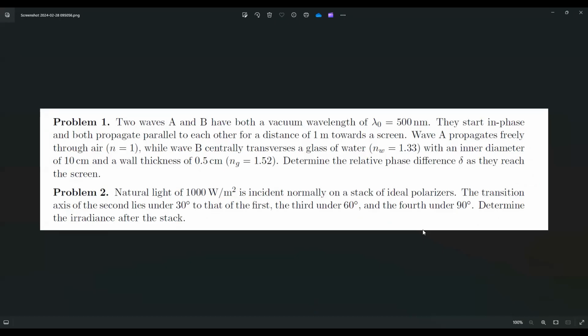Problem 1. Two waves A and B have both a vacuum wavelength of lambda 0 equals 500 nm. They are started in phase and both propagate parallel to each other for a distance of 1 meter towards a screen. Wave A propagates freely through air, while wave B centrally traverses a glass of water with an inner diameter of 10 centimeter and a wall thickness of 0.5 centimeter with n_g equals 1.52. Determine the relative phase difference as they reach the screen.